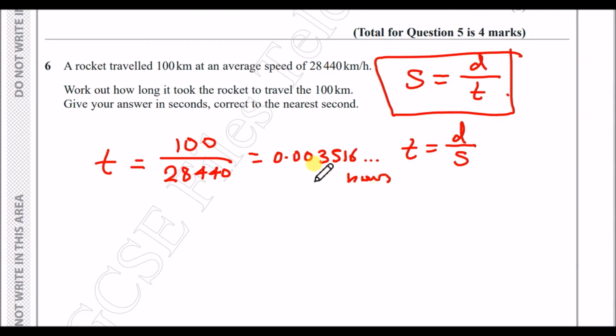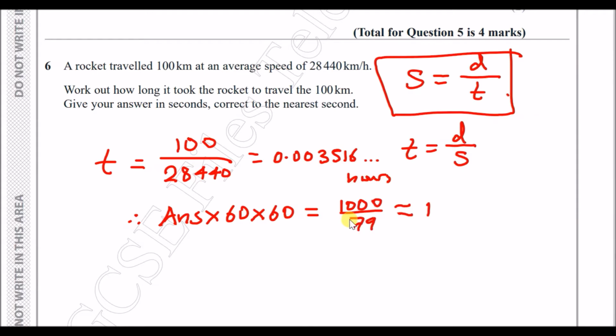Now to go from hours to seconds, just like the previous question, we multiply by 60 to get minutes, and multiply by 60 again to turn into seconds. Because we know there's 60 minutes in an hour and another 60 seconds in a minute, so 60 times 60. So our actual result is going to be what we had earlier, multiplied in our calculator by 60 and another 60. If you do that, guys, you should get a fraction, 1000 over 79, or 12.658 seconds.